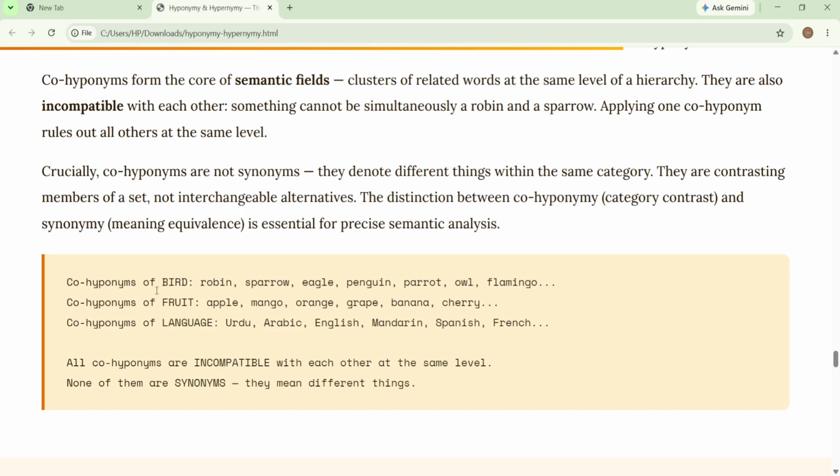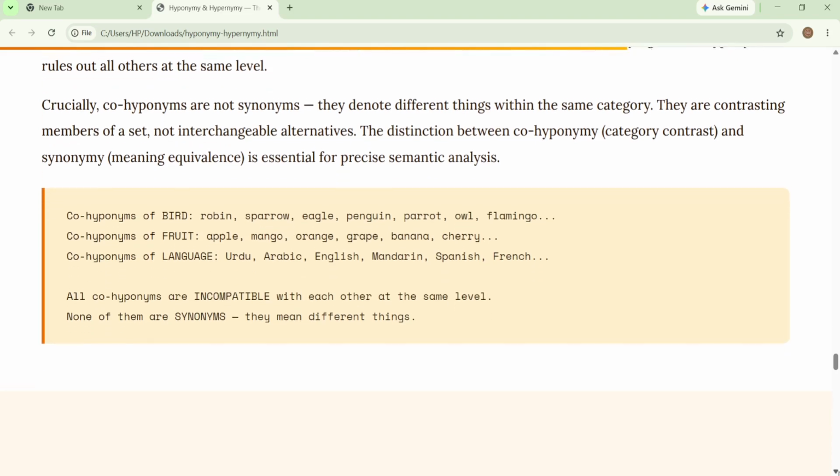So this is the co-hyponym of bird, robin. This is what we have already discussed. None of them are synonyms, as they're different things.